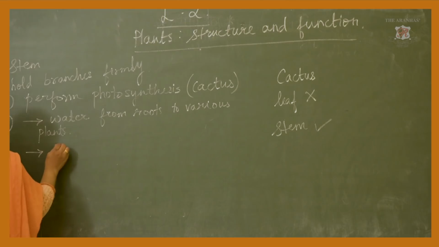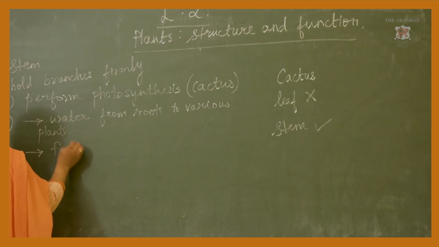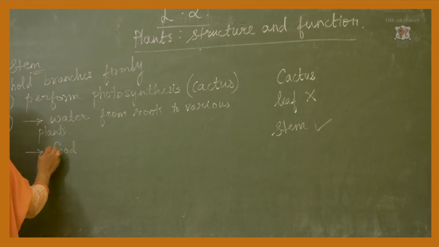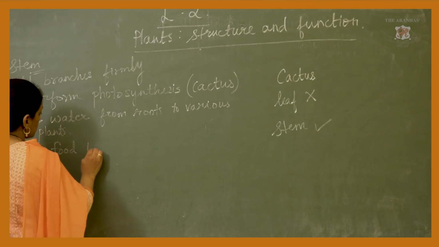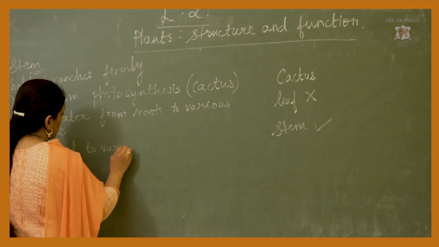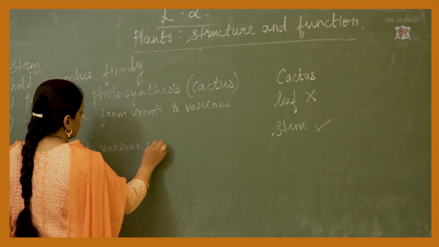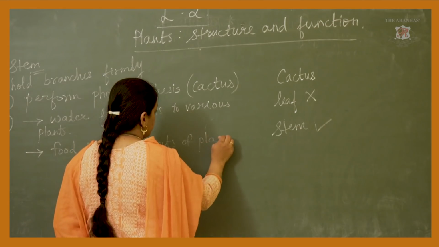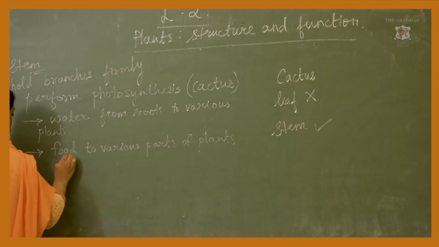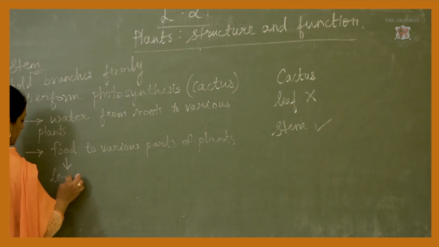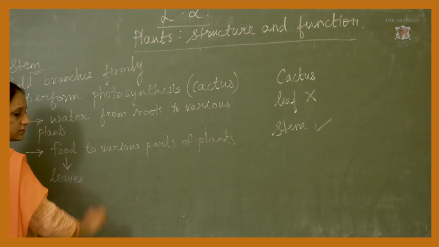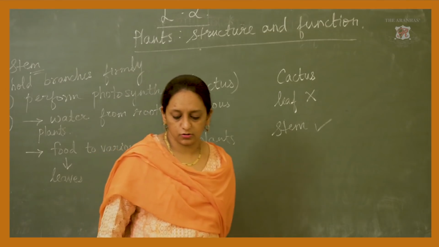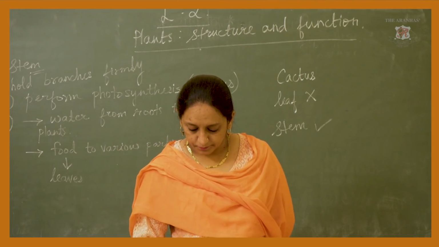Then also it transports food. The stem transports food to various parts of the plant, and food is prepared by leaves. That prepared food the stem transfers to various parts of the plant. So, that is also an important function of the stem.